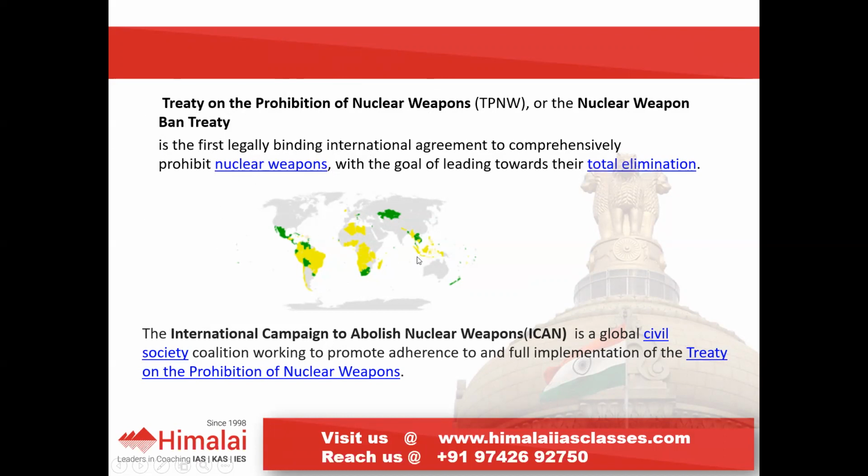However, you can see here the parties and the signatories, and neither India nor China nor Pakistan nor the USA, none of these countries are signatories to this treaty. Just for namesake it came, and it did not become that successful.